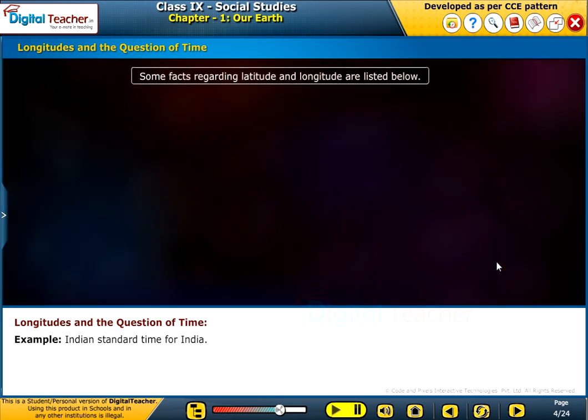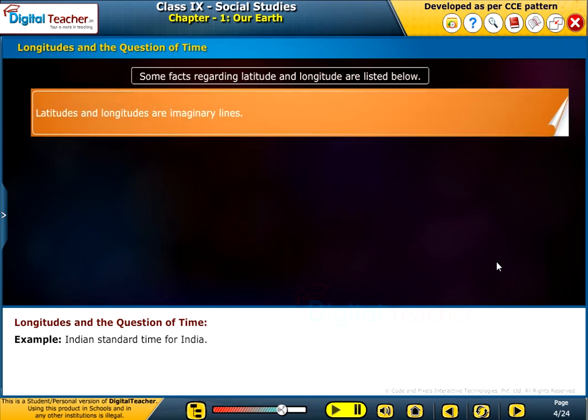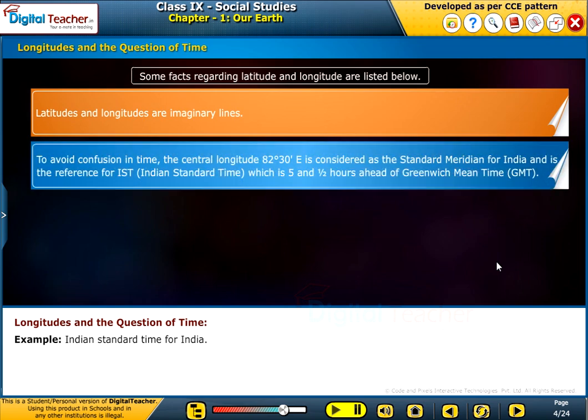Some facts regarding latitude and longitude are listed below. Latitudes and longitudes are imaginary lines. To avoid confusion in time, the central longitude 82 degrees 30 minutes east is considered as the standard meridian for India and is the reference for IST, Indian Standard Time, which is 5.5 hours ahead of Greenwich Mean Time, GMT.